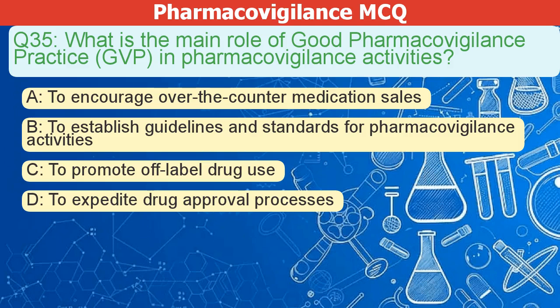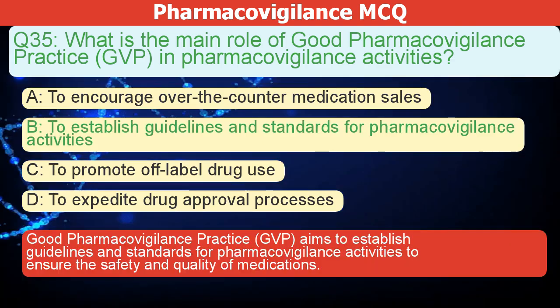What is the main role of good pharmacovigilance practice, or GVP, in pharmacovigilance activities? A. To encourage over-the-counter medication sales. B. To establish guidelines and standards for pharmacovigilance activities. C. To promote off-label drug use. D. To expedite drug approval processes. The correct answer is B. Good pharmacovigilance practice, or GVP, aims to establish guidelines and standards for pharmacovigilance activities to ensure the safety and quality of medications.